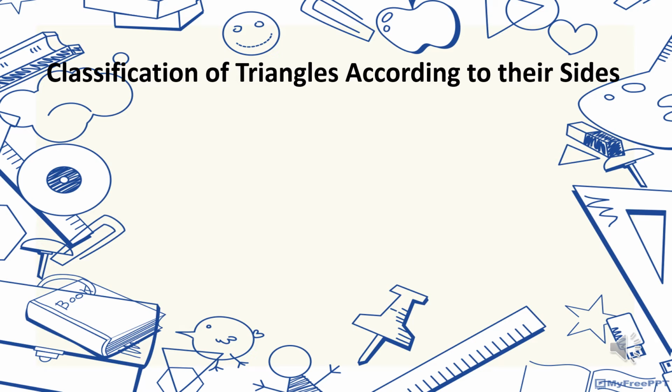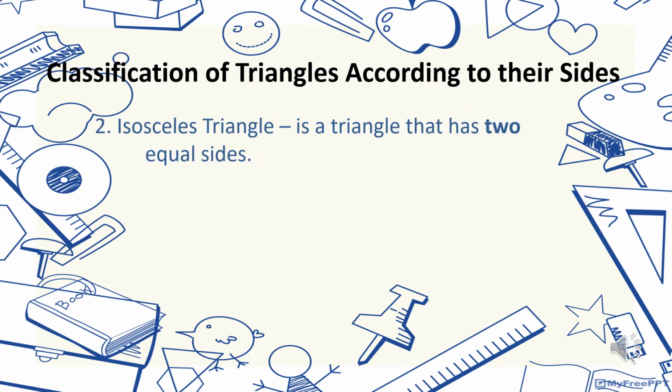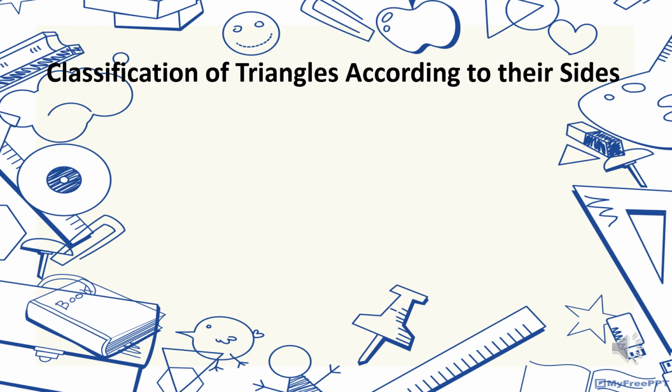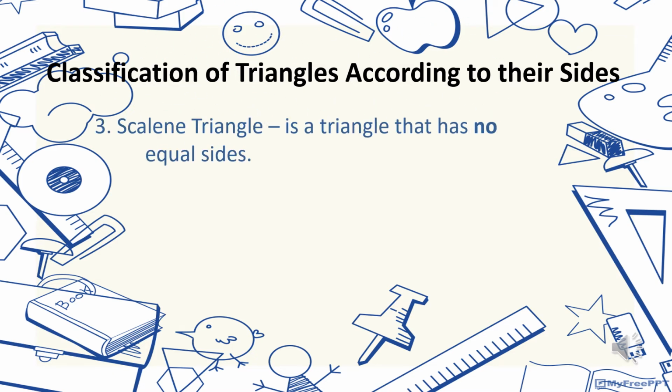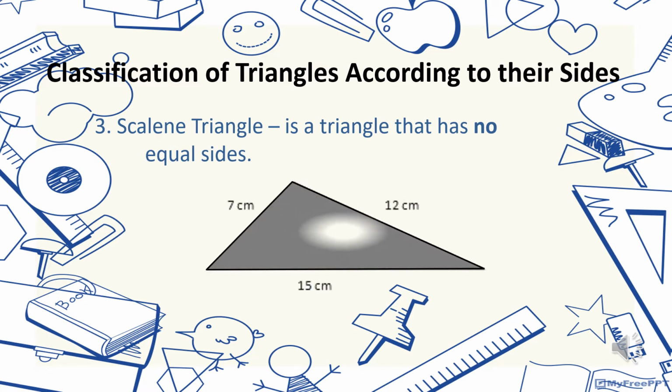The next one is an isosceles triangle. These are triangles that have only two equal sides. As you can see in the illustration below, there are only two sides that are equal in length, therefore identifying it as an isosceles. The third one is a scalene triangle. These are triangles that have no equal sides. Referring to our illustration below, you can see that each side has a different length, therefore identifying it as a scalene triangle.